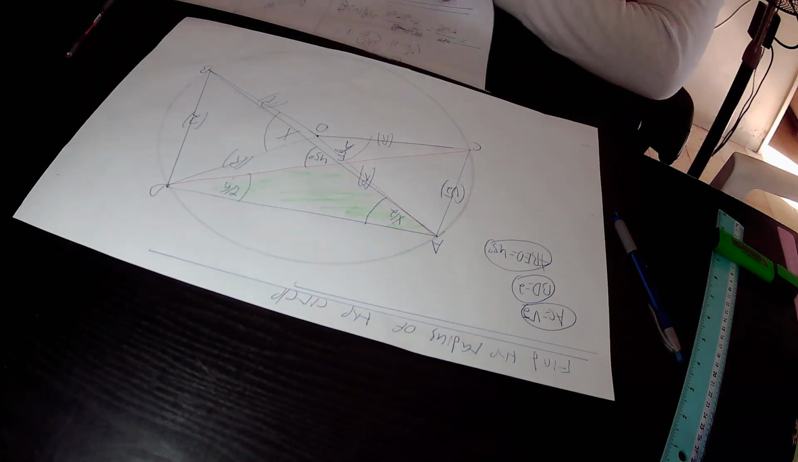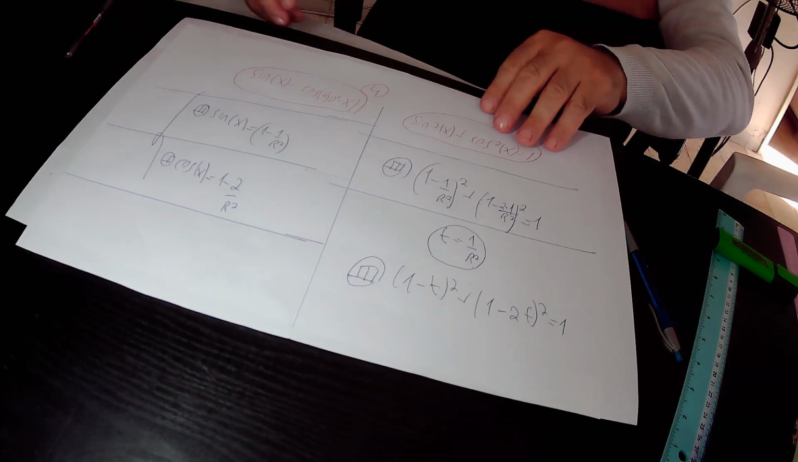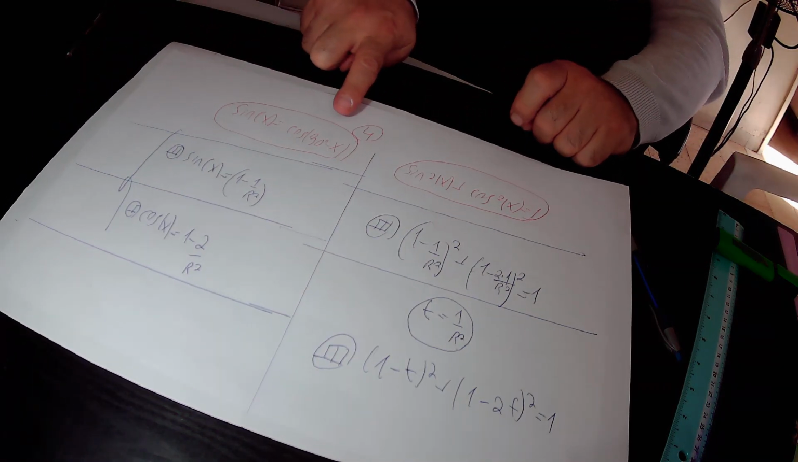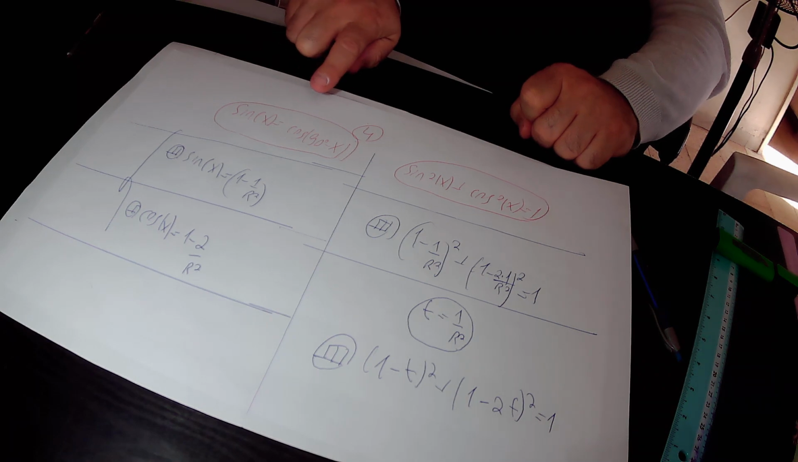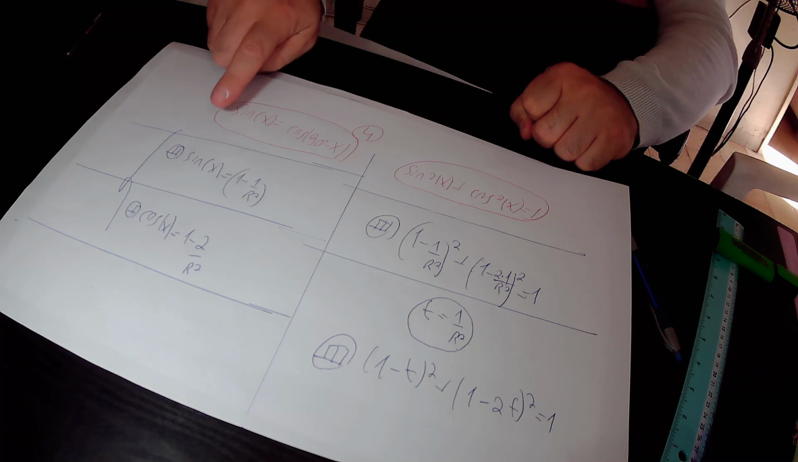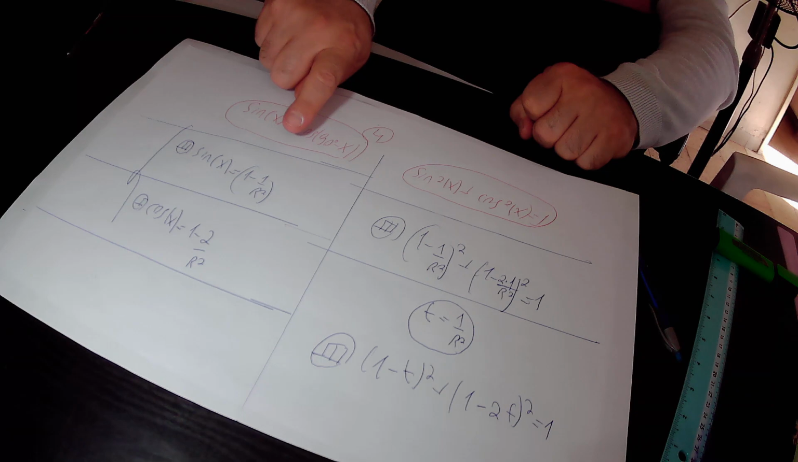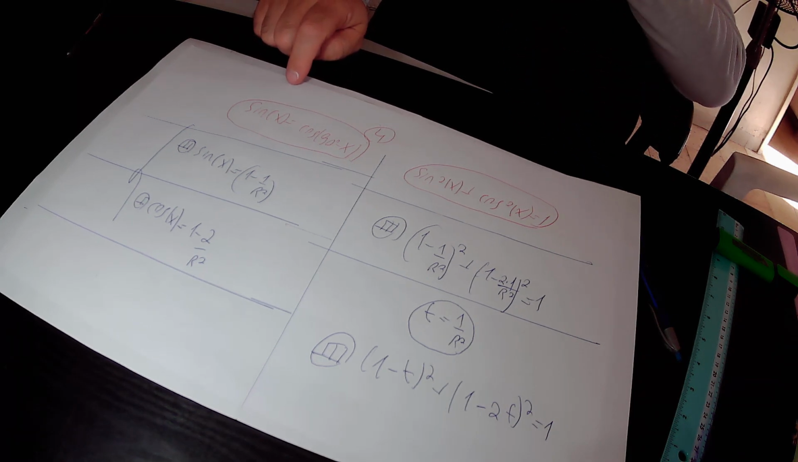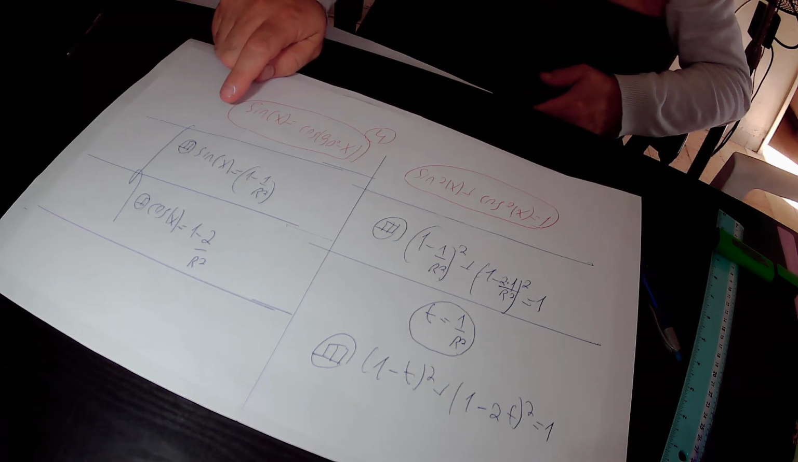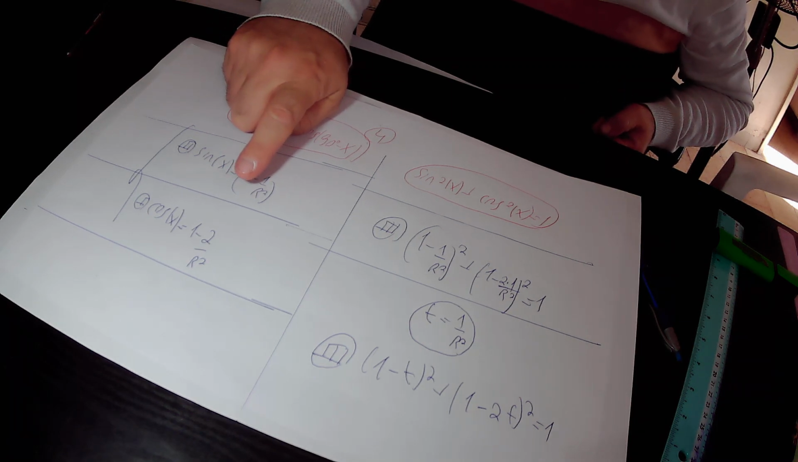Again, according to this trigonometric identity, cosine of 90 degrees minus x equals sine x. We did it and found that sine x, according to equation 2, equals 1 minus 1 over r squared, while according to equation 1 we already found that cosine x equals 1 minus 2 over r squared.